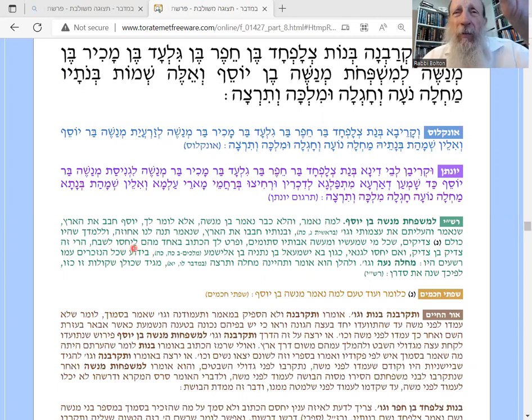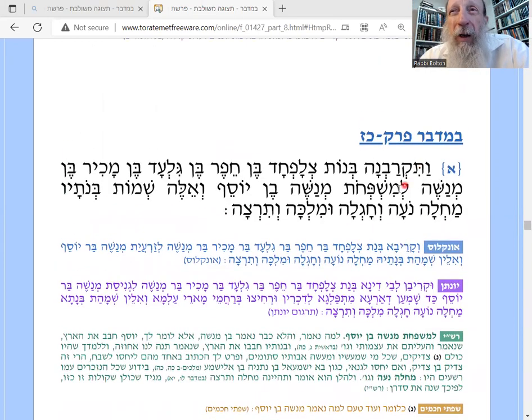It lists a whole list of names. This person, the son of this person, the son of this person. Who are these people? Nobody knows who they are. Who is Chefer? Who is Gilad? I don't know. Who is Machir? I don't know. It says Menashe. Well, Menashe I guess was okay, but he was the son of Yosef. Now, Yosef we know for sure was a tzaddik and loved the land of Israel.